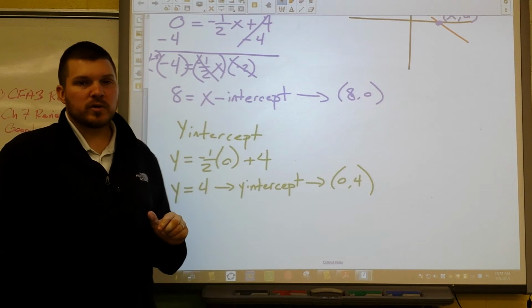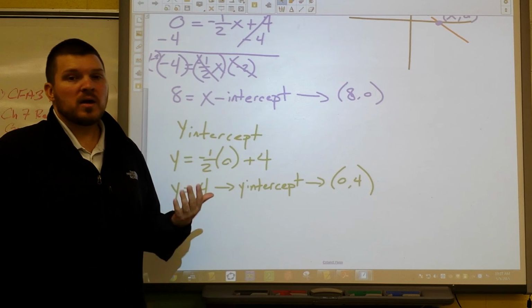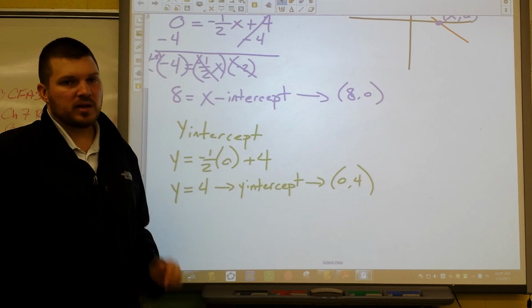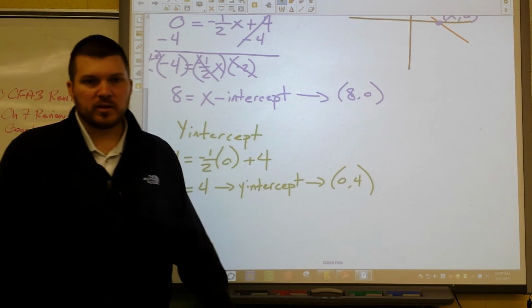Also, there could be more than one x-intercept or more than one y-intercept, depending on what type of function you have. And we'll see that later on in this chapter. But that's it for this video. Let me know if you got questions.